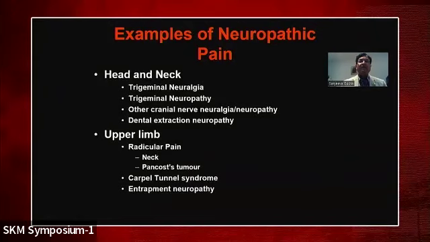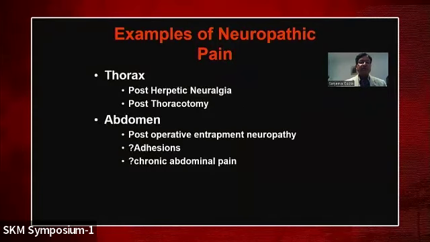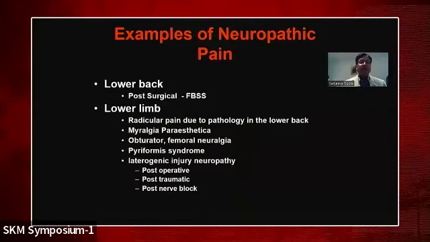If you look at the distribution of neuropathic pain from our head down to the toes: head and neck, trigeminal neuralgia, dental deafferentation neuropathy. Upper limb, you can have neuropathic pain because of compression or irritation of the nerve at the neck level, or Pancoast tumor of the apex of the lung can give us neuropathic pain. Entrapment neuropathies. At the thoracic level, it could be post-operative neuralgia or post-thoracotomy neuropathic pain. Abdominal, it could be entrapment neuropathy. Lower back and lower limb, it could be radicular pain, meralgia paresthetica, neuropathic pain due to amputation and cutting of the sciatic nerve, and other causes as described in this slide.